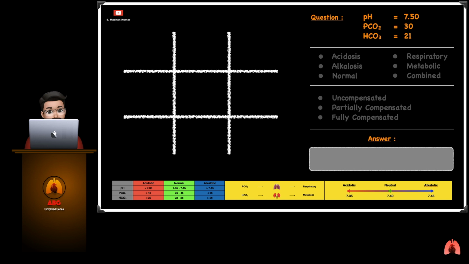Let's see one more example. Here pH is 7.50, which is alkalotic. So mark the pH under alkalosis column. PCO2 is 30, which is alkalotic. So mark it under alkalosis column. HCO3 is 21, which is acidotic. So mark it under acidosis column.